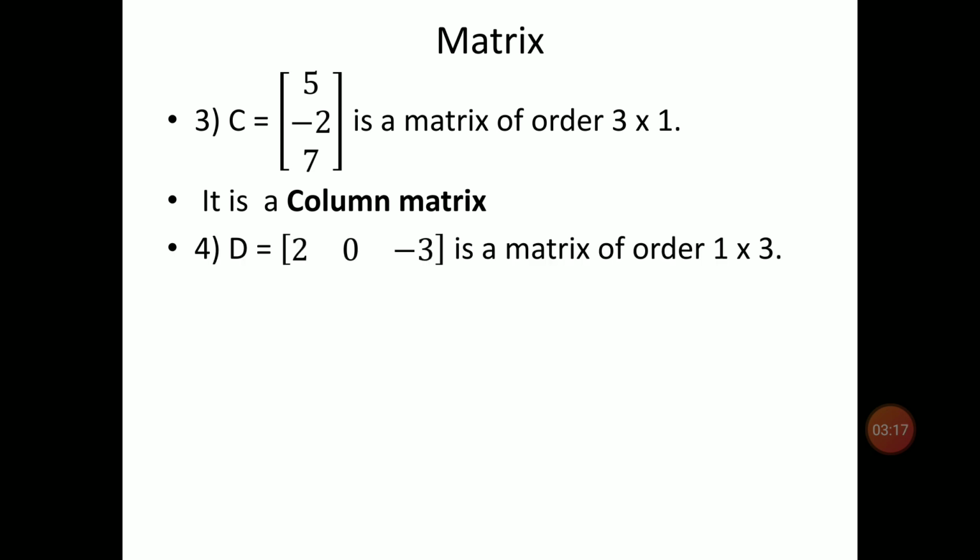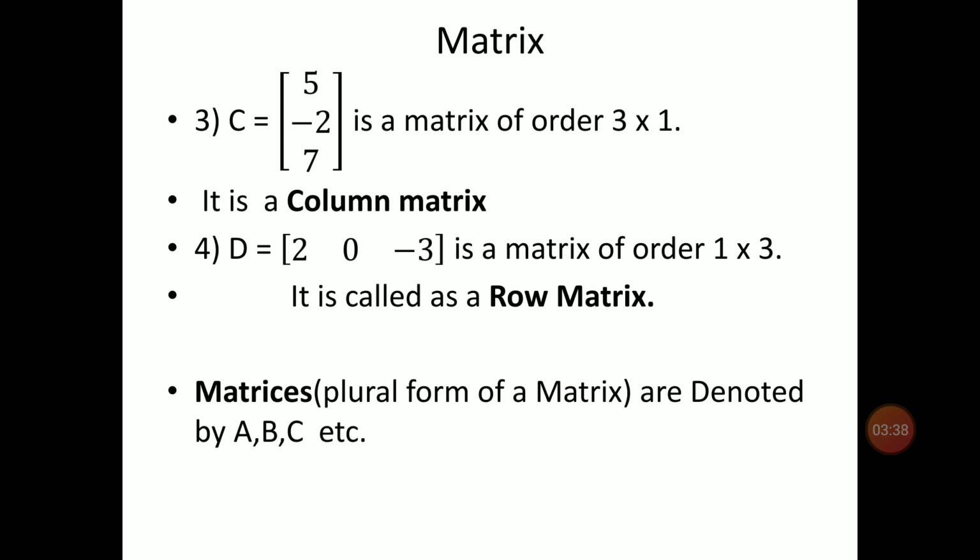Then in the fourth example you can see that there is only 1 row. The row is 2, 0, minus 3 and there are 3 columns, and therefore it is a matrix of order 1 cross 3. Then it is called a row matrix. In general, for denoting a matrix we use capital letters A, B, C, D, etc.